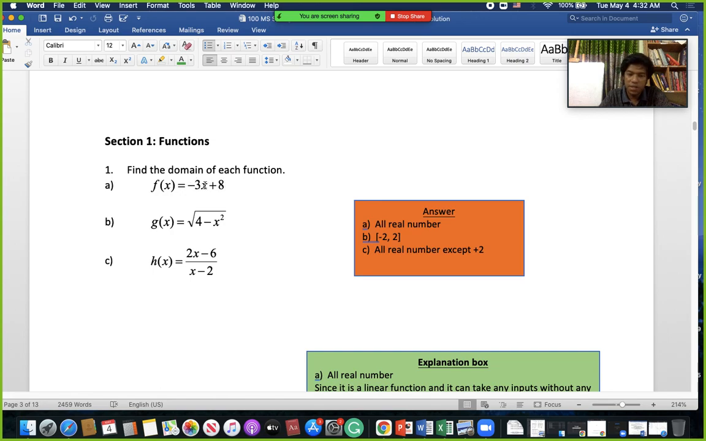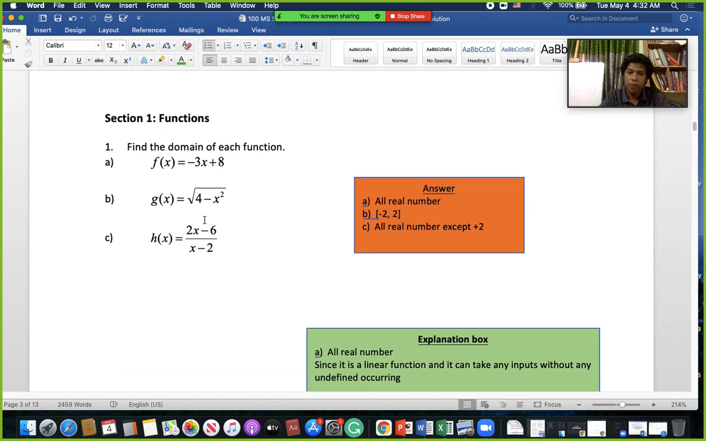That's why for this x, you can put any value you want. Everywhere this function is defined. That's why the answer is all real numbers. But here we have to look at for what value of x. First of all, for what value of x this function is 0. Then we can identify which side of that value we have our solution.